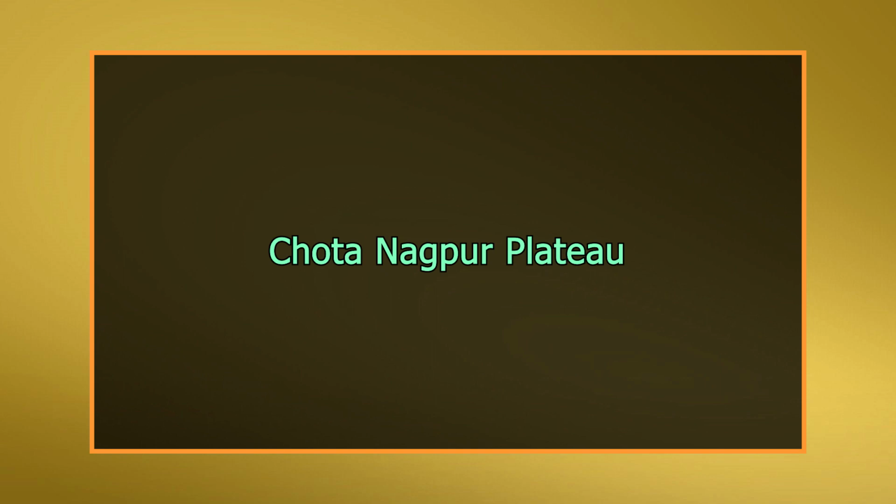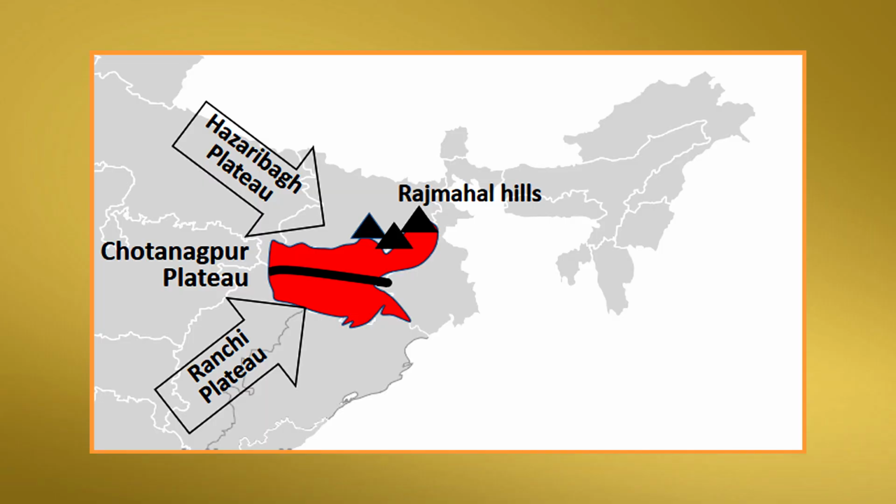Now, we are going to discuss the Chota Nagpur Plateau. It lies to the east of the Rihand. It includes the Bihar Plateau and the adjoining eastern fringe of Madhya Pradesh and Purulia district of West Bengal. The Ranchi Plateau in the south, the Hazaribagh Plateau in the north, along with the Rajmahal Hills in the northeast, constitute important physiographic sections of the Chota Nagpur Plateau. Parasnath in the eastern part is the highest point.